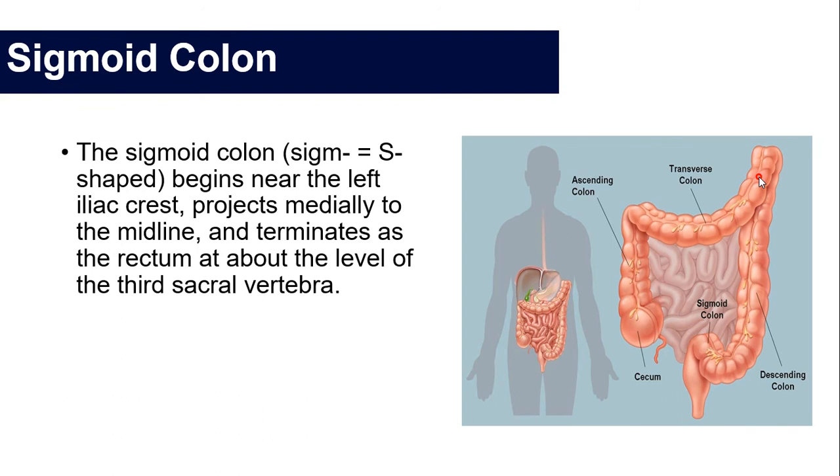colon. Now, for the sigmoid colon, as you can see, it begins near the left iliac crest, projects medially to the midline, and terminates as the rectum at about the level of the third sacral vertebra, or S3. So that is your sigmoid colon. It is found right here.